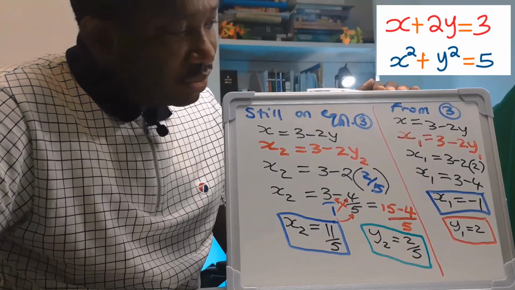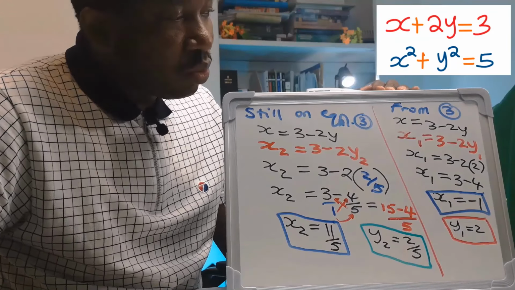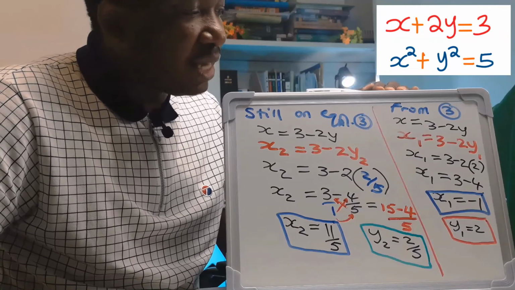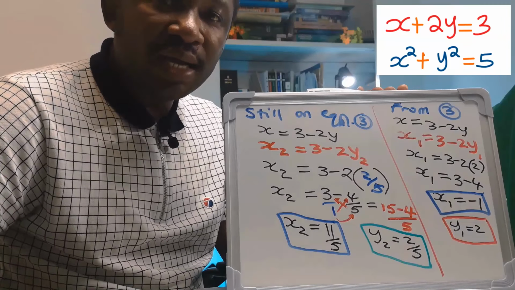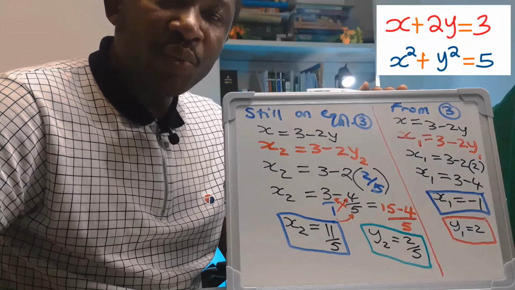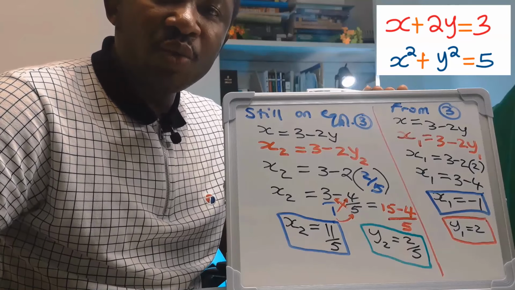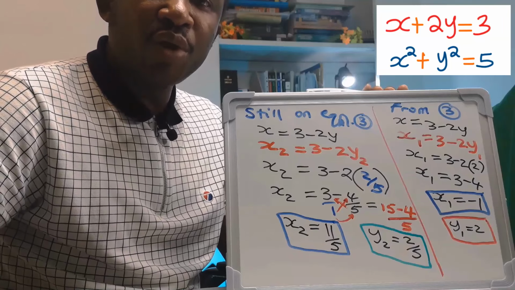Next, we are going to test these answers in the given simultaneous equation, where equation 1 is a linear equation and equation 2 is the equation of a circle. For equation 1, which is a linear equation, we are going to get 3. And for equation 2, which is the equation of a circle, we are going to get 5.